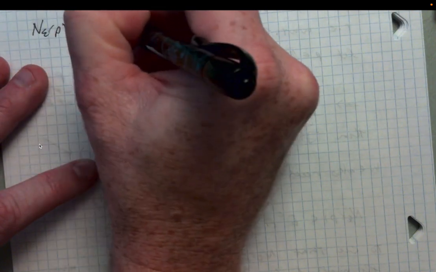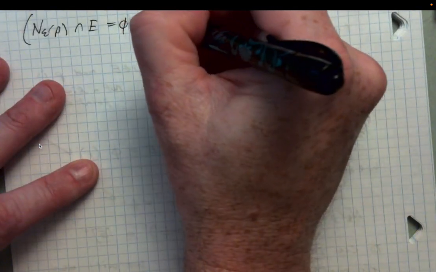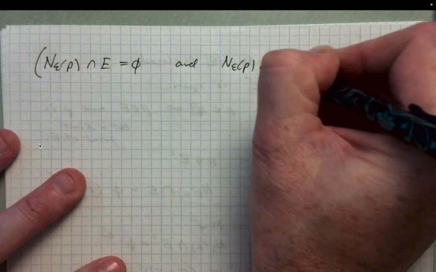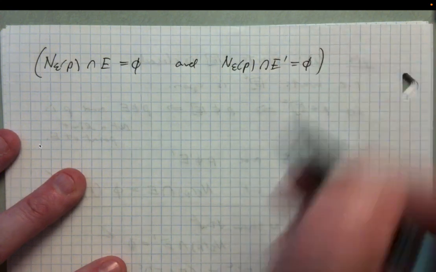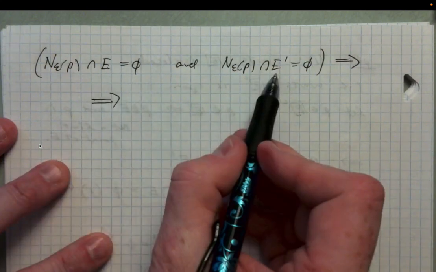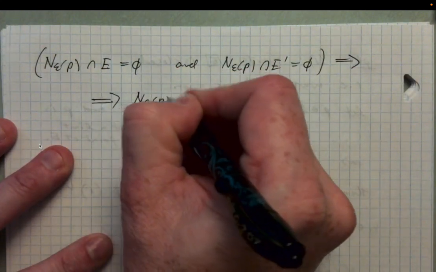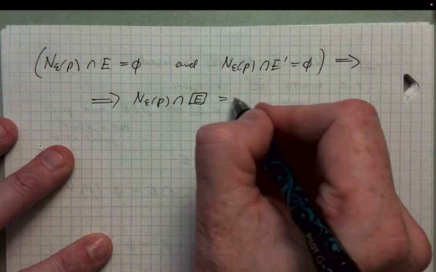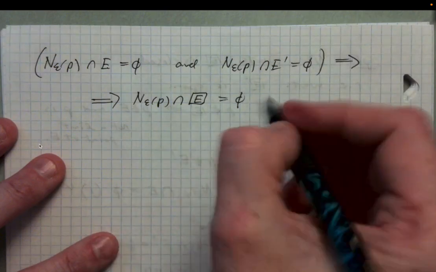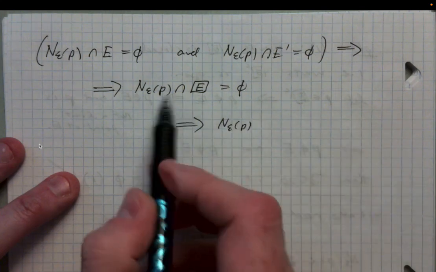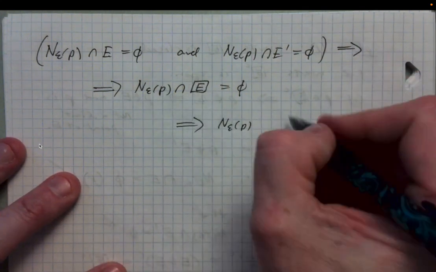The epsilon neighborhood of P and E is empty, and the epsilon neighborhood of P and E prime is also empty. So those two things are empty. What do they imply? Well, you've got E and E prime here, so they imply that the epsilon neighborhood of P and the closure of E is empty. And then the implication there is that this epsilon neighborhood of P is not in the closure of E, which means it's in the complement of the closure of E.